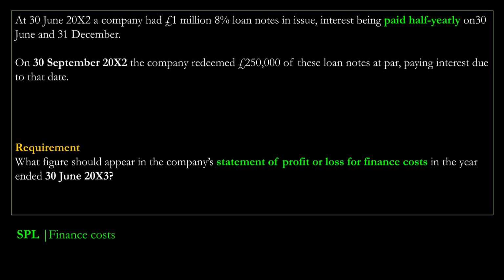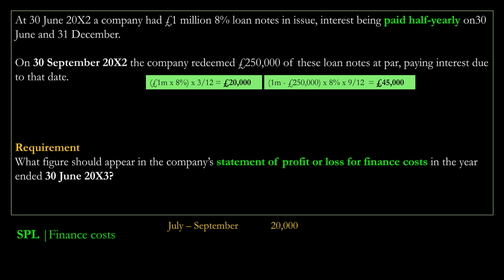Please ignore the timings of the actual interest payment, as the SPL figure is not interested in cash payment. Fast forward to 30th of September and we see repayment of loan liability, leaving behind an outstanding liability of £750,000. Now think about this and work out the interest charge for 1 million at 8% for 3 months only. It amounts to 20,000, as you can see. Now, we also have to charge interest on the outstanding amount of £750,000 for the remaining 9 months of the current year.